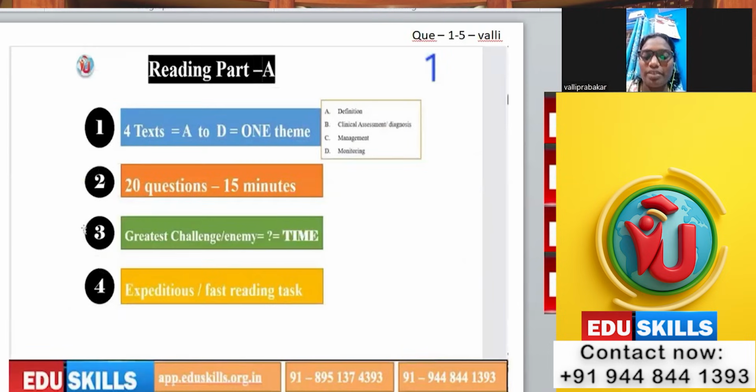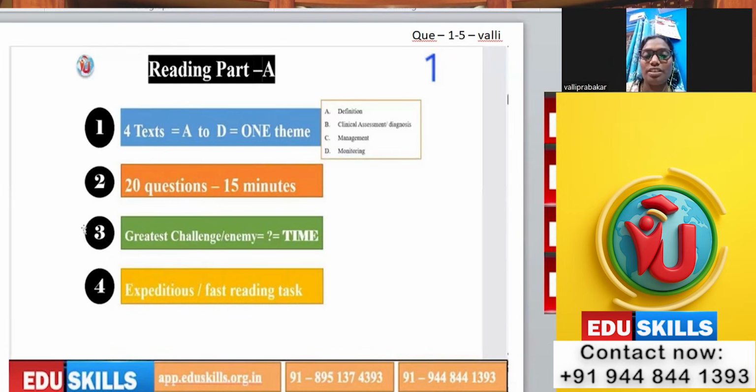I will explain questions 1 to 5. Reading Part A contains mainly four texts, A to D, thematically linked around one theme. Then we have to finish 20 questions in 15 minutes.